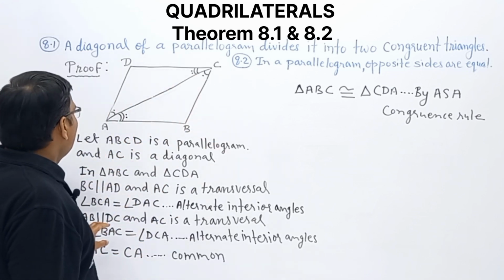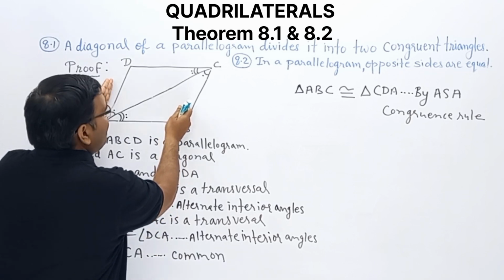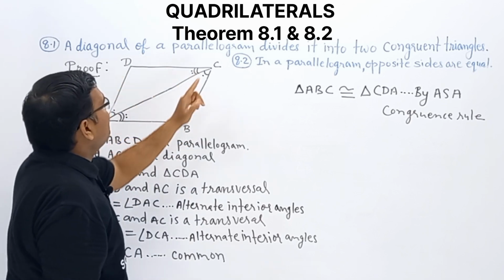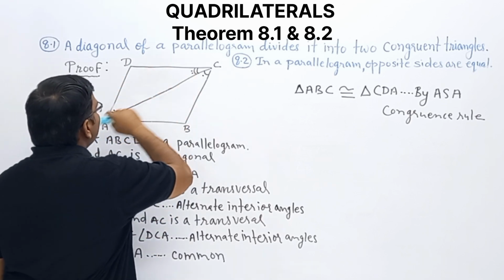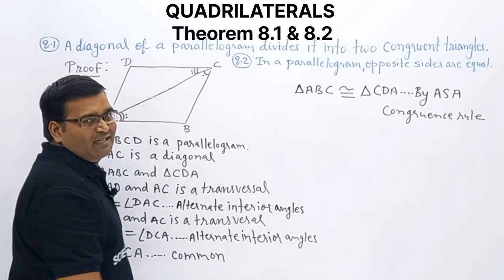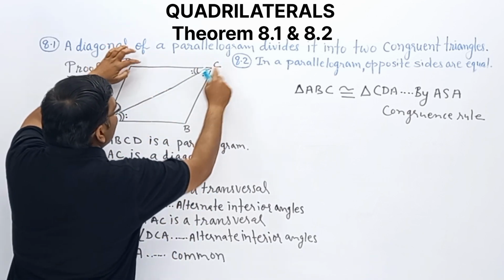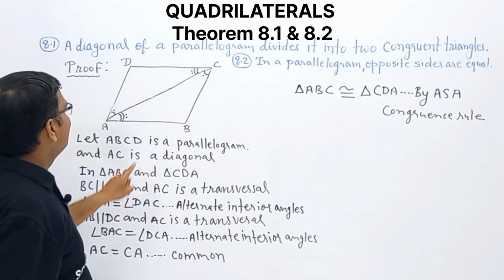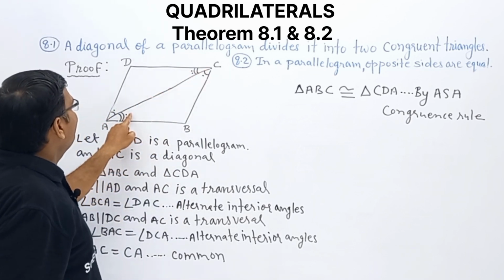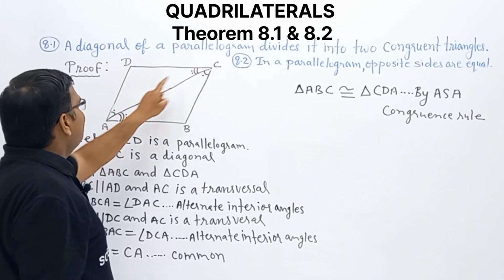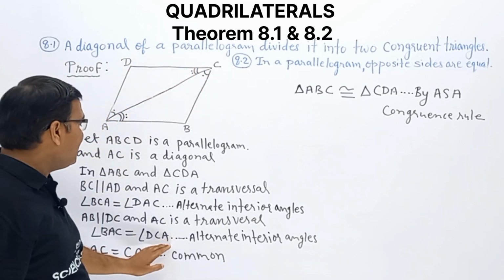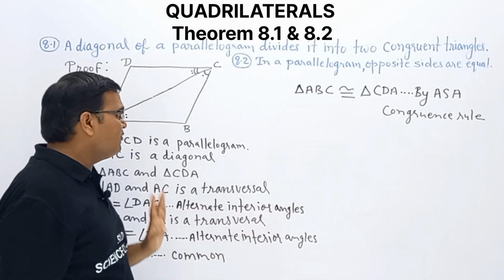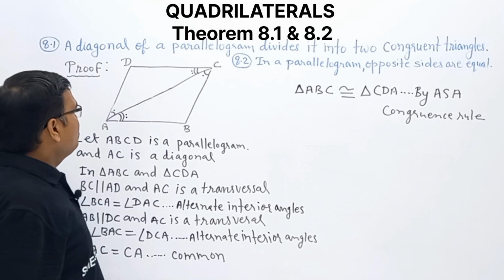Now next, we take the other two parallel lines, AB and DC. Both are parallel, and for both, AC is the transversal. So this angle will be equal to this one. We write angle BAC equals angle DCA. Clear? And why are we writing like this? Because they are alternate interior angles. We already studied this in the congruence rules.